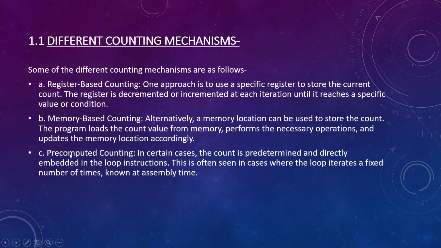The third and last one is pre-computed counting. In certain cases, the count is predetermined and directly embedded in the loop instructions. This is often seen where the loop iterates a fixed number of times, known at assembly time.